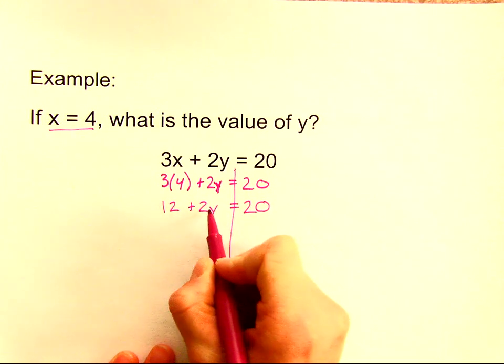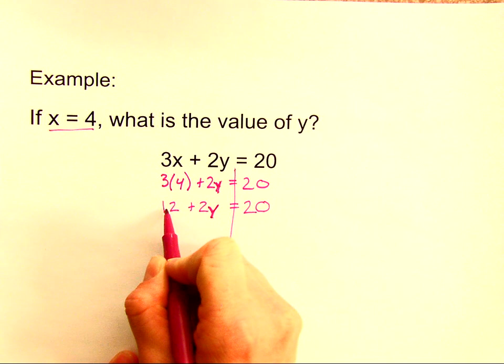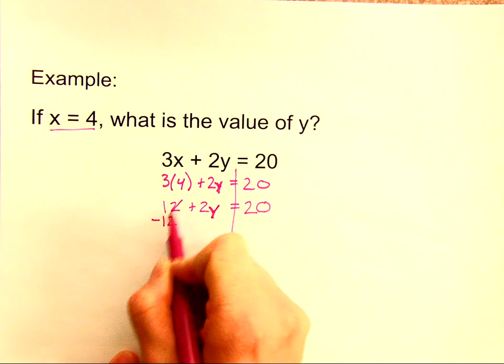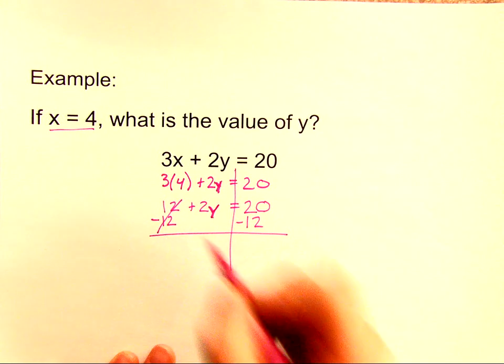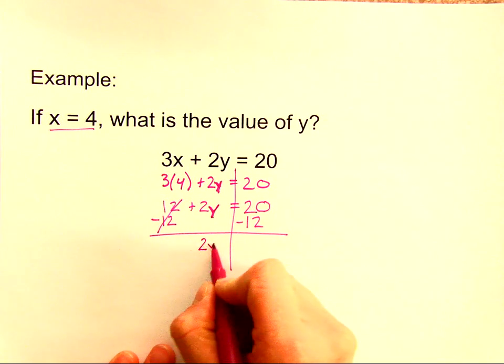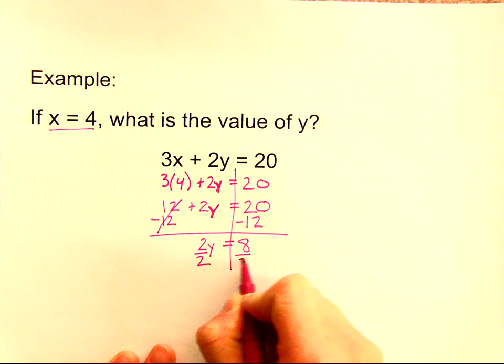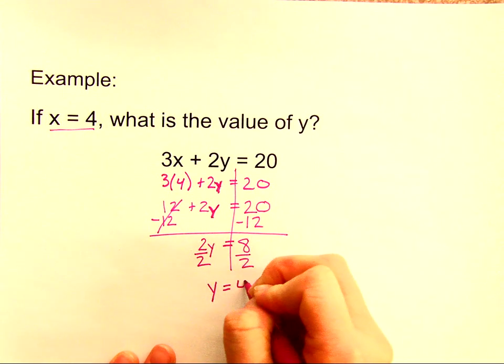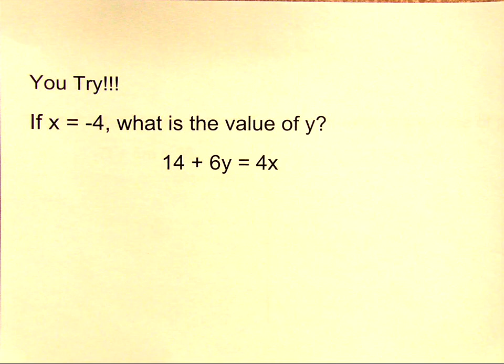Remember, when solving an equation, our goal is to get the variable alone. So first we would have to get rid of the 12 by subtracting that. So 12 cancels out. You're left with 2y is equal to 8. Last step would be to divide by 2. Y is equal to 4. So now why don't you pause the video and try to solve for y in this equation.